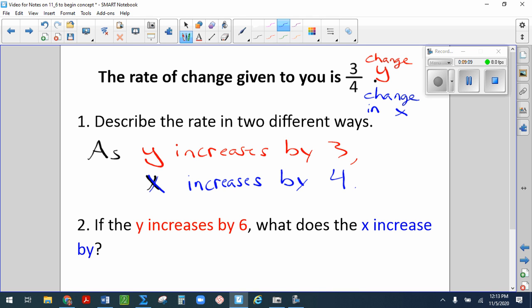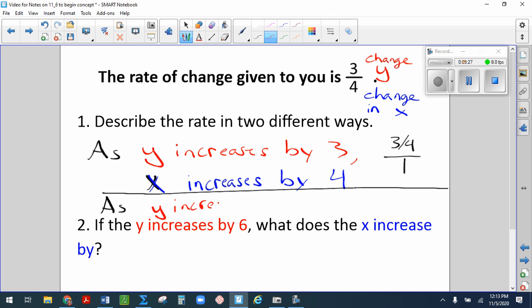You could also change your 3/4. You can write the 3/4 a different way. You could say 3/4 over 1. That's an equivalent fraction. So you could say, as the y increases by 3/4, the x increases by 1. And you could use equivalent fractions there.